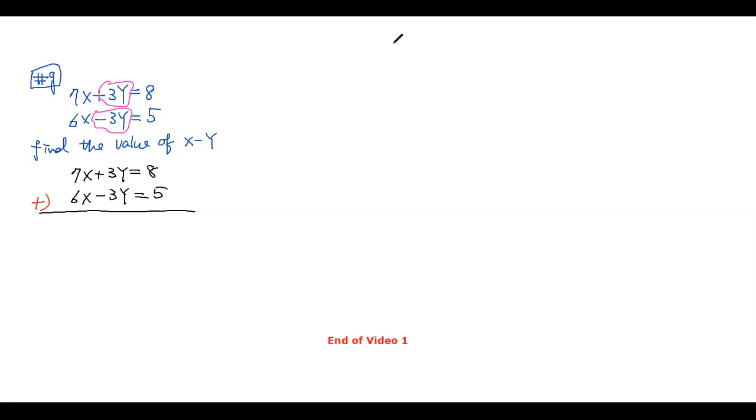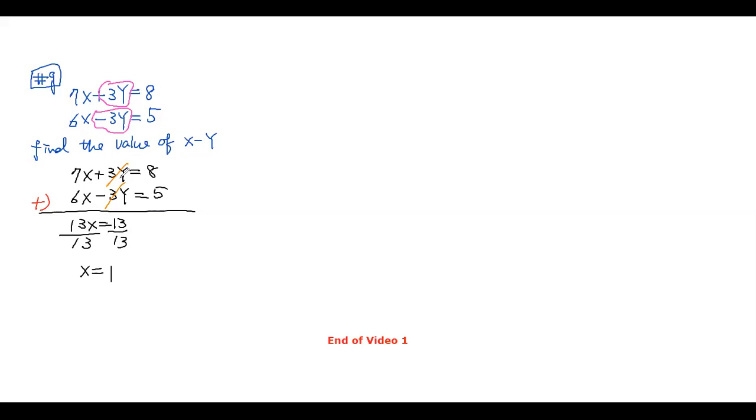And so when you add, the y terms cancel. And what you have here is 13x, right? So you have 13x equal to 8 plus 5, which is 13. So x divided by, I'm sorry, not divided by x, by what? By 13, right? So what do I have here? x equal to what? x equal to 1 here. Right? Okay, so x equal to 1.